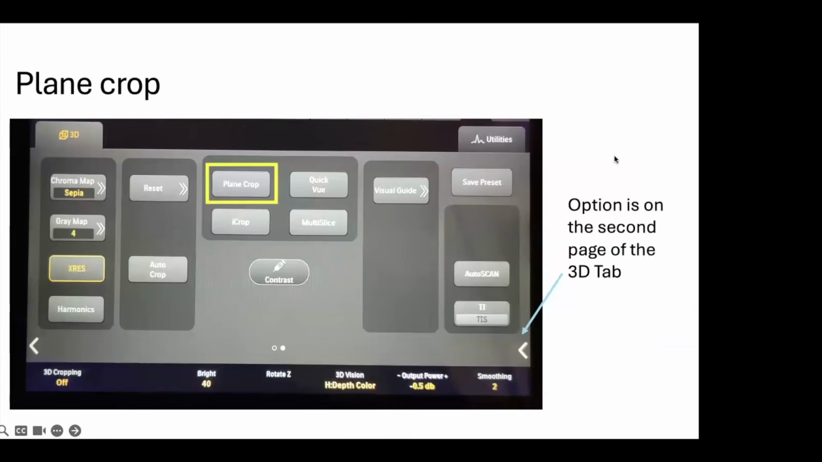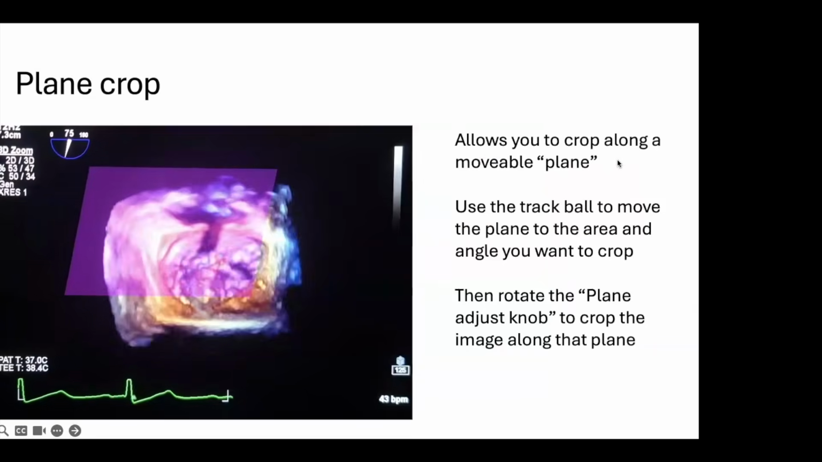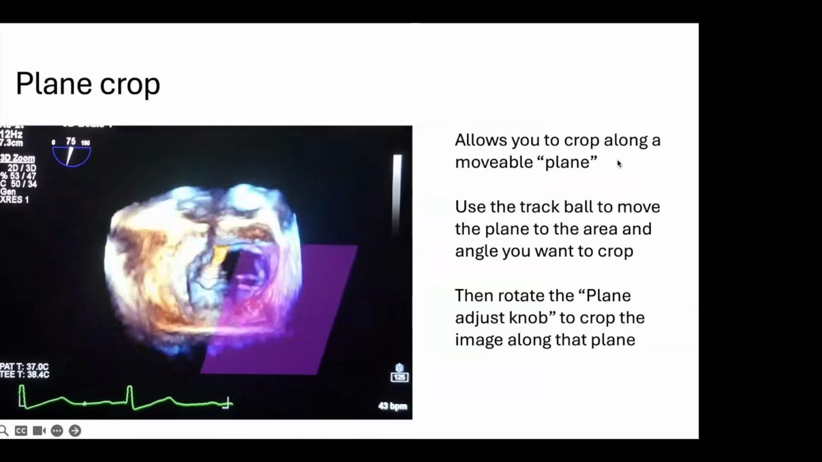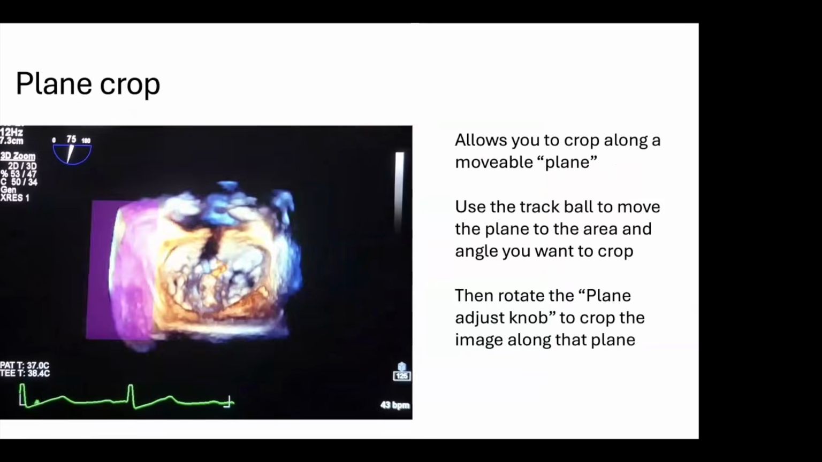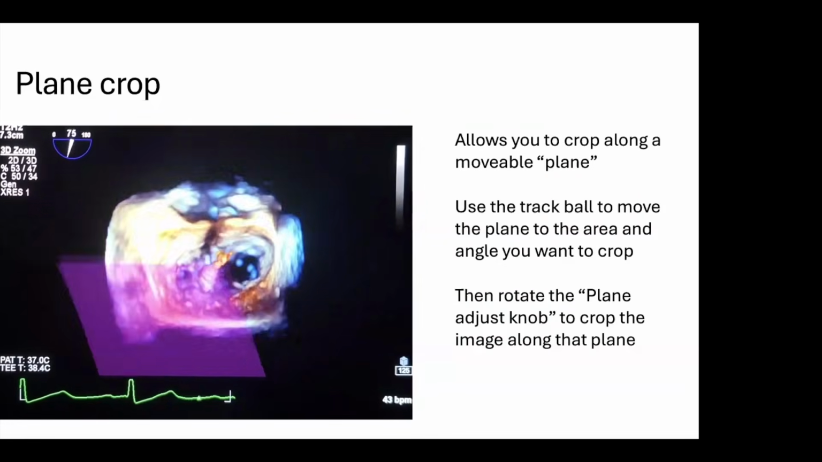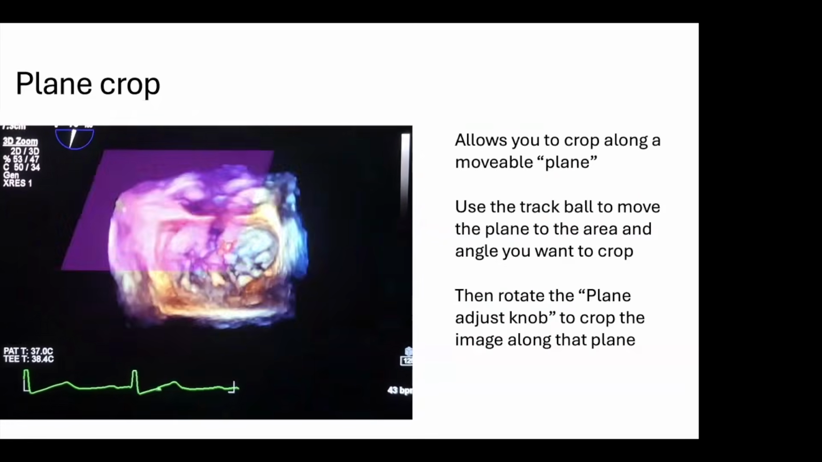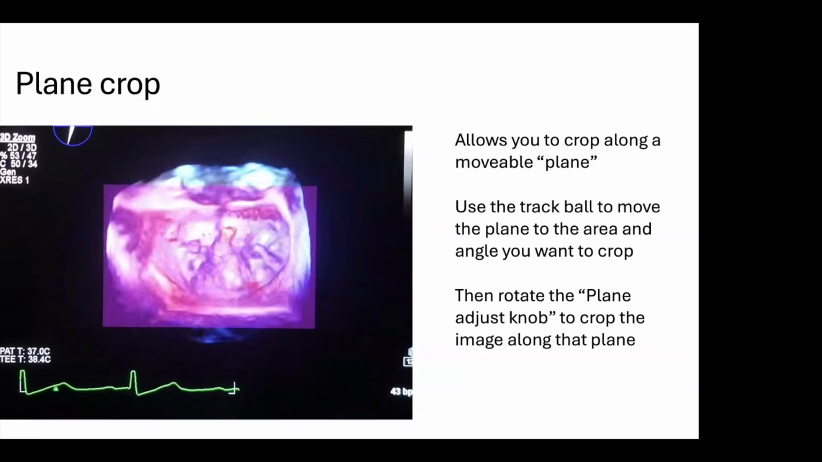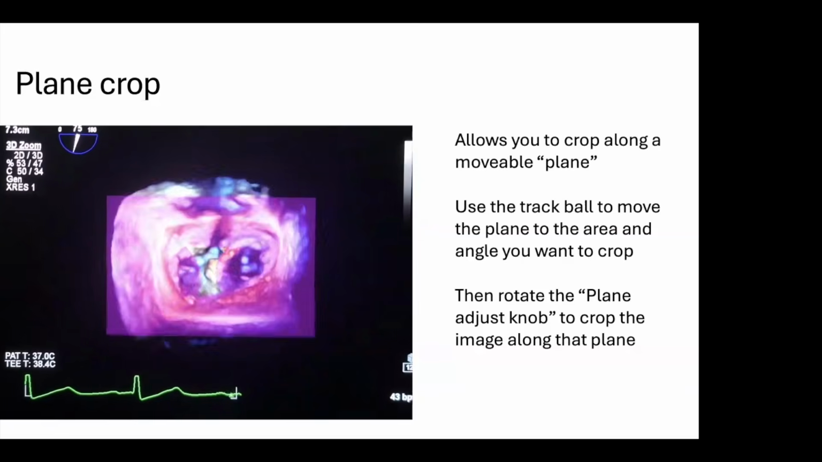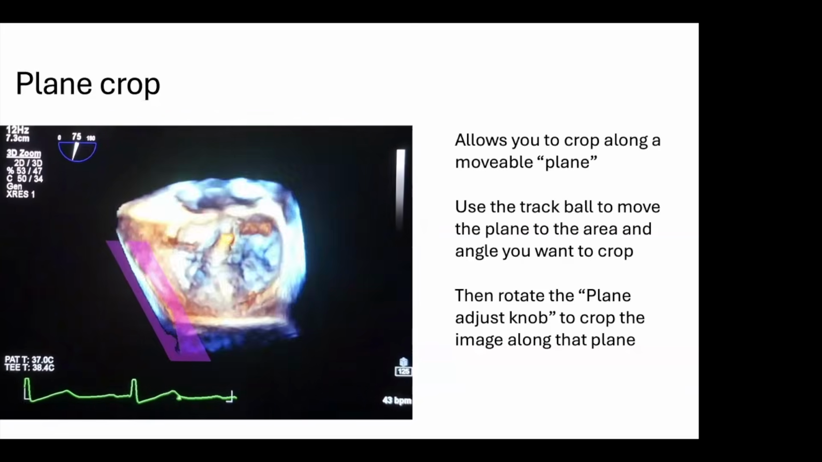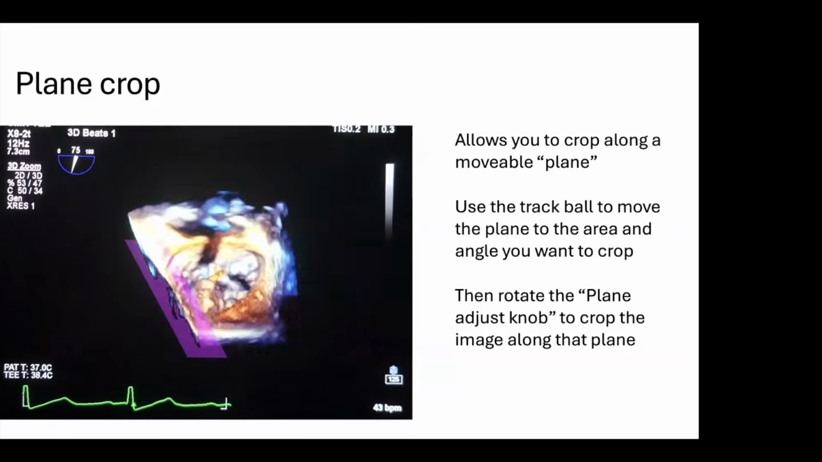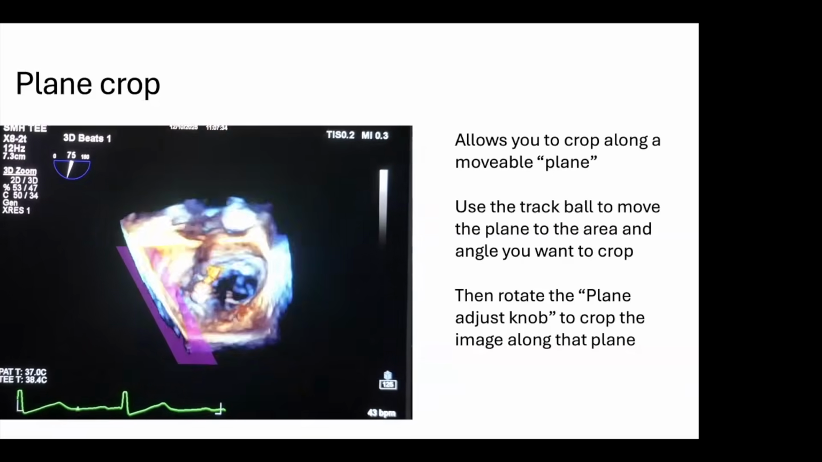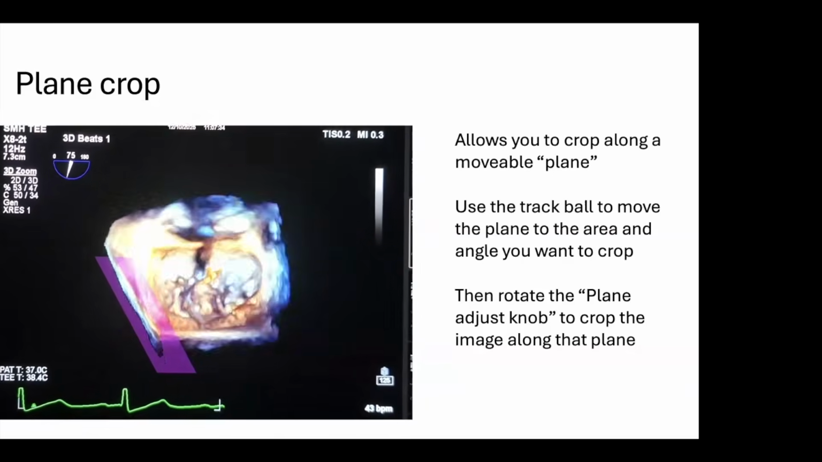Plane crop is another neat cropping tool. Again, it's on the second page of the 3D tab. And the way plane crop works is that it creates this plane that you can then move around whatever you want to crop away. So we're moving it around now. Let's say I want to crop away a little bit on face. Then I move it on face, and then I turn the plane adjust knob, and then it'll crop away some of the atrium. Let's say I want to crop away some of this side. Then I can turn that and crop away. Oh, I cropped away too much. Okay, now I can bring the plane adjust knob back.